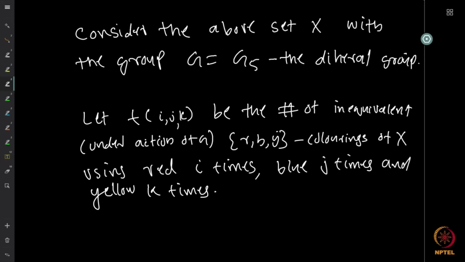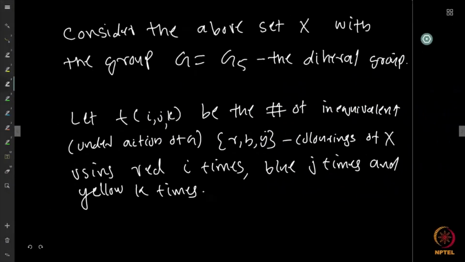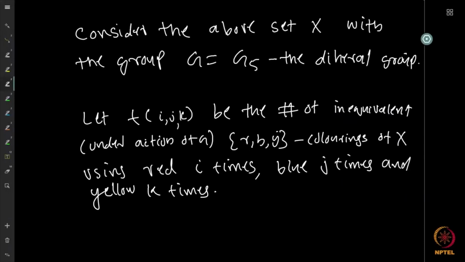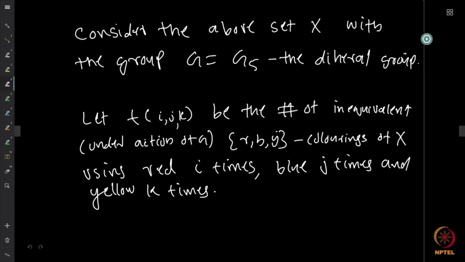So earlier we were looking at 2 red, 1 blue, and 1 yellow. Now we can say, instead of this, let us say that we have I times red, J times blue, and K times yellow. Now, of course, if X has exactly 4 elements, we should be clear that I plus J plus K must be 4, because we are coloring all the cells, and it can only change within this restriction.